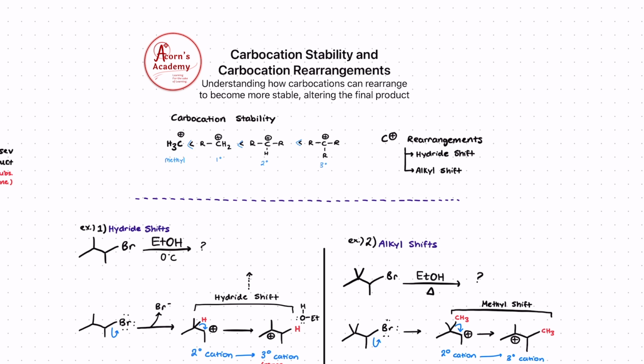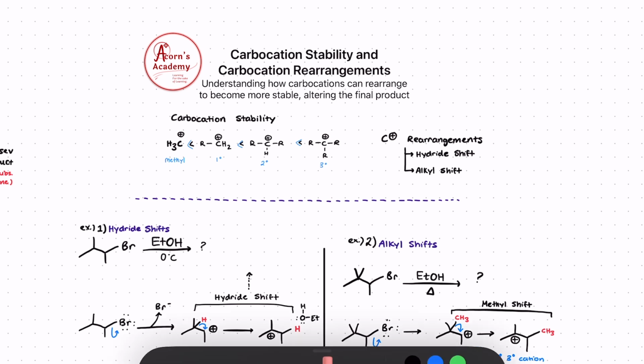SN1 and E1 reactions. And then after this, I'll release a video on the SN1, E1, SN2, E2 summary, where we can look at all the reactions, compare and contrast them, and then figure out how to determine which reaction is happening based on a given set of conditions. But this carbocation stability and rearrangements, this is important for that. So let's go ahead and get started here.